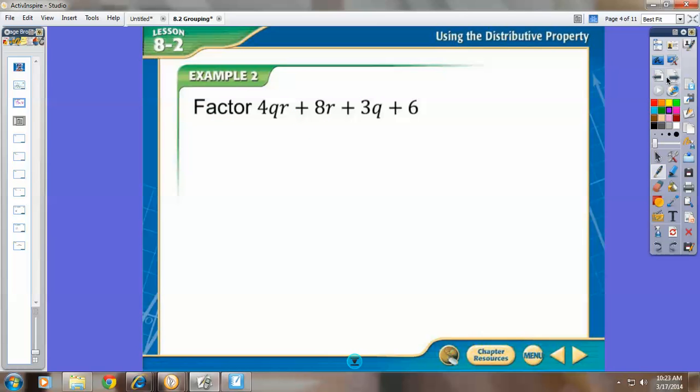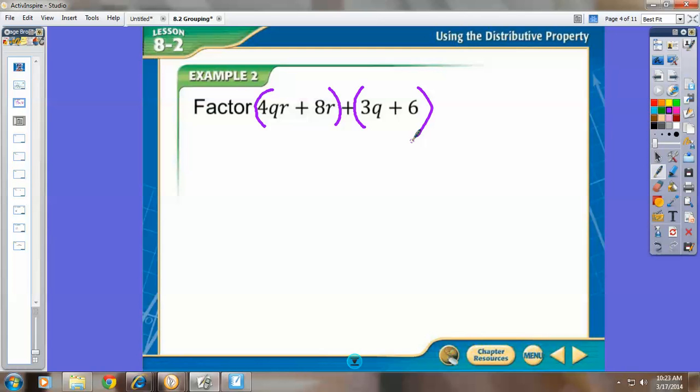Let's look at another example. Copy this into your factoring book, please. We have 4QR plus 8R plus 3Q plus 6. Count your terms. How many terms do we have? We have 4 terms. What do we automatically think? What method? Grouping. So let's group our first 2 terms and group our last 2 terms. We don't have any minus signs to worry about, so I don't need to add the opposite of anything.